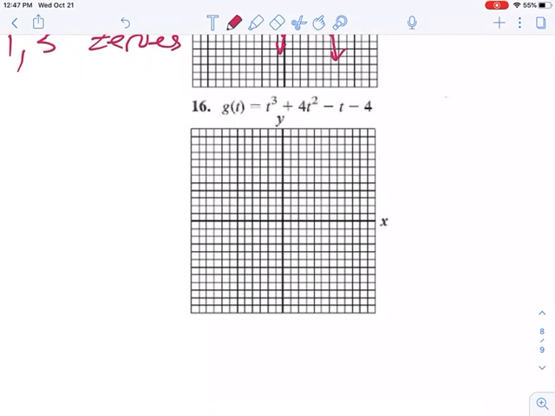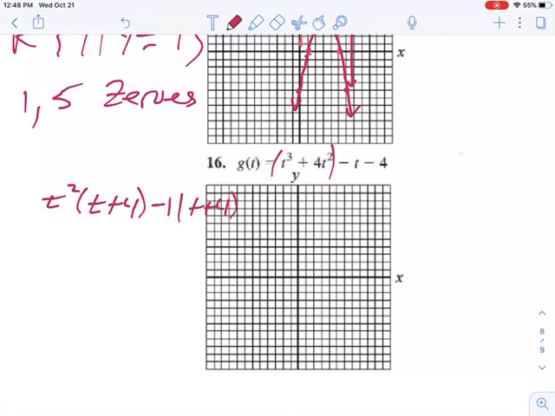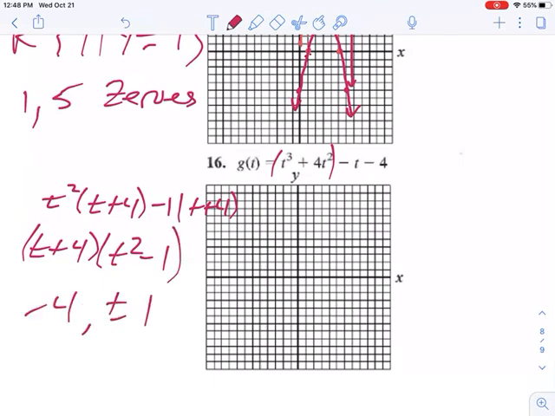All right, here you're going to factor. Okay, you're going to factor. You're going to get t squared times t plus 4. Take out a negative 1, t plus 4. And then we're going to have t plus 4 times t squared minus 1. It's going to give us negative 4. Plus and minus 1 are our zeros.